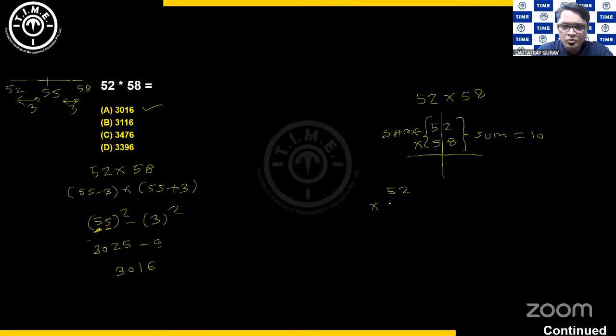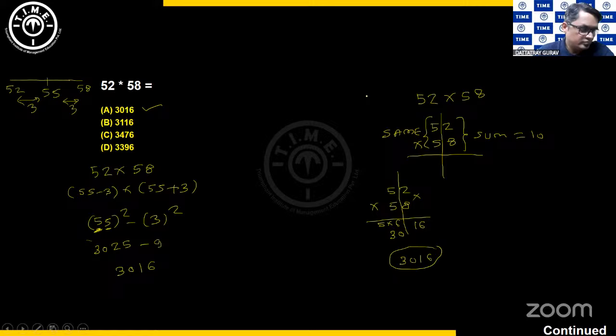So 52 into 58. Multiply the last digits: 2 times 8 is 16. And these both numbers are the same, so the next number after 5 is 6. So 5 into 6 will be 30. What should the answer be here? 3016. The second method is okay. This is another method.